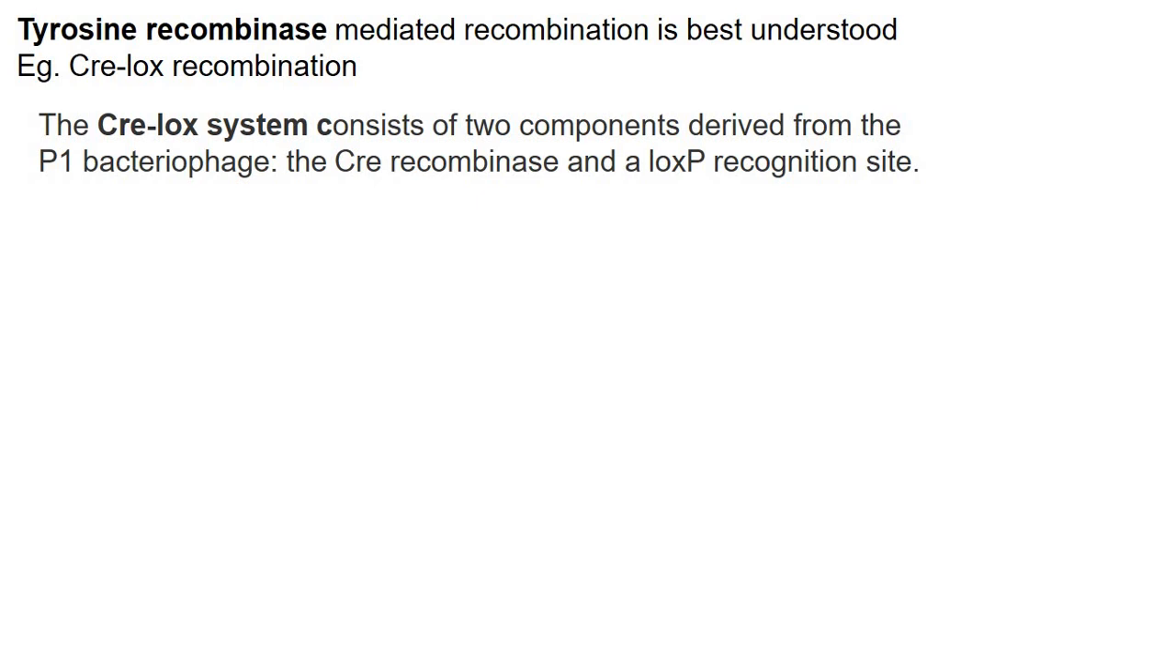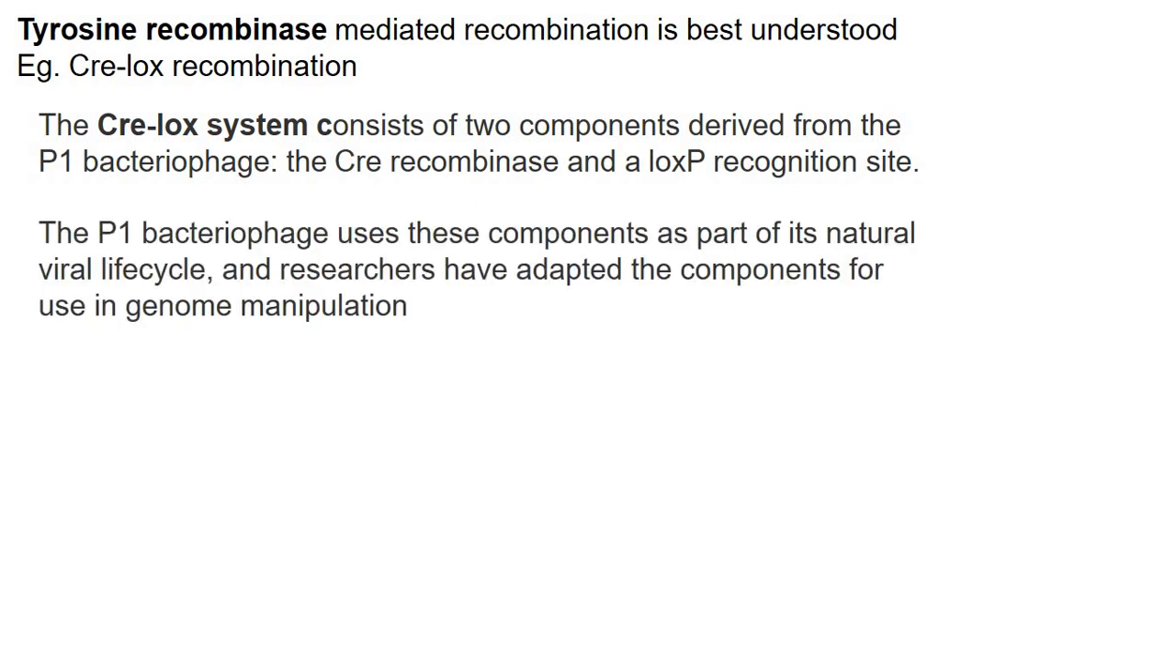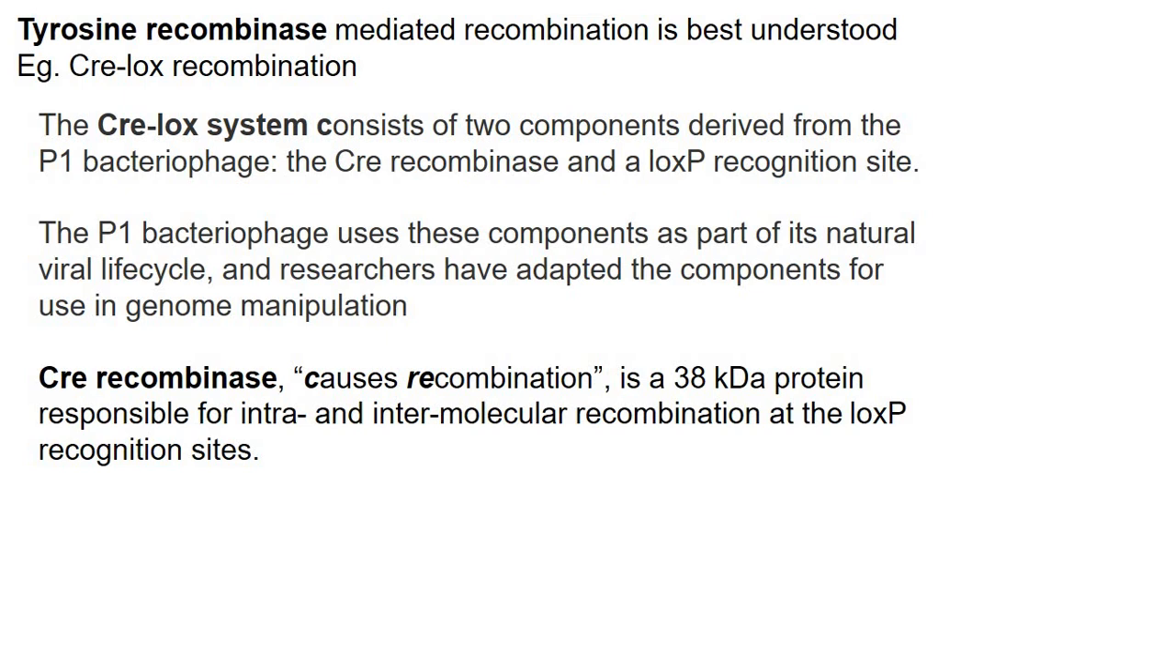So these are specific recombinases. These are called Cre recombinases. P1 bacteriophage uses these components as part of its natural viral life cycle, but researchers have adapted these components for genome manipulations in order to understand gene functions and also to carry out specific mutations that they want to carry out. So Cre recombinase, where Cre comes from causes recombination, is a 38 kilodalton protein which can carry out intra and intermolecular recombination at the LoxP recognition site. What that means is that intra and intermolecular recombination can be within the same DNA molecule, or between two DNA molecules. So it can do both.